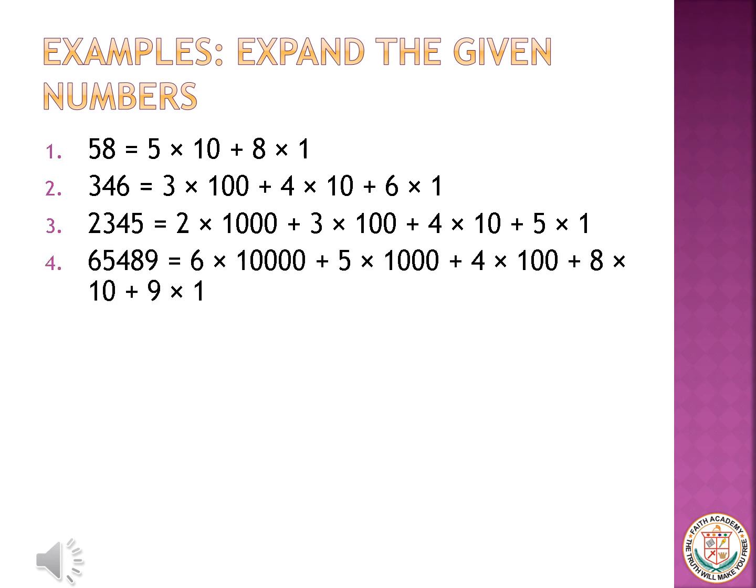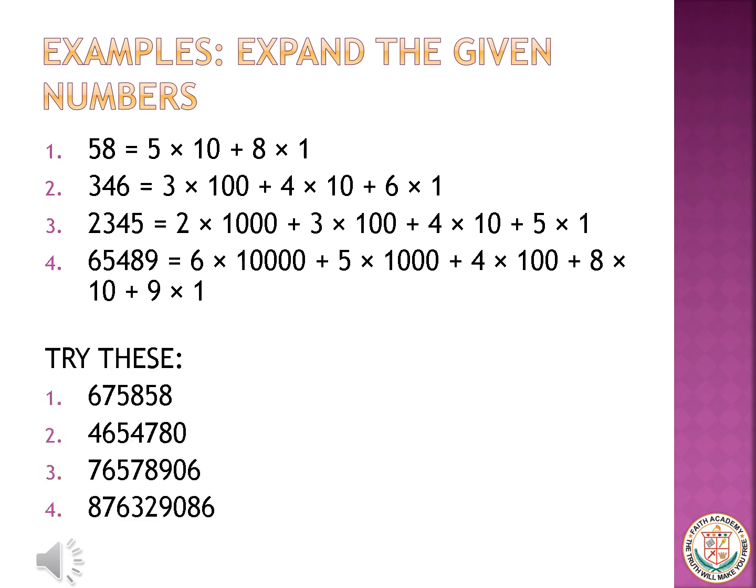Next example 65,489, where 9 is in the ones place, 8 in the tens place, 4 in the hundreds place, 5 in the thousands place and 6 in the 10,000s place. So we expand it as 6 10,000, 5,000, 400, 8 tens and 9 ones. Now I want you to try some of the numbers yourself.